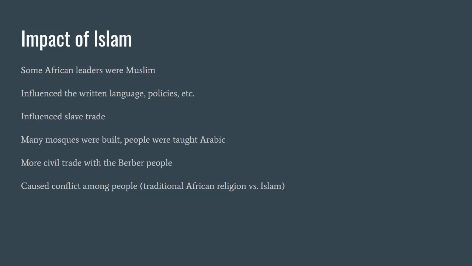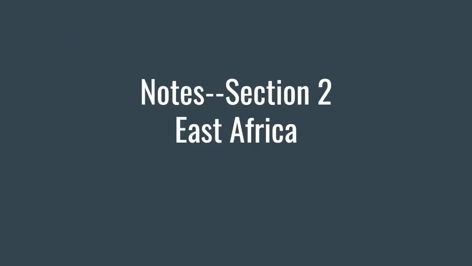civil action and civil trade between the Berbers and the Malians and the Ghanaians. So that is helpful, it allows them to trade a little bit more freely. But at times it would also cause conflict because some people stuck with their traditional African roots and their religions and others were converting. So some problems were caused as well by changes in religion.